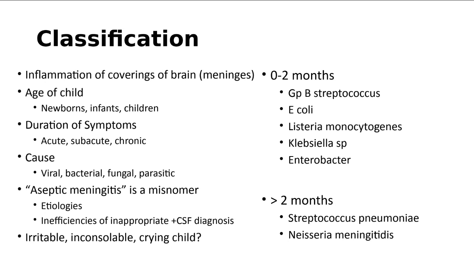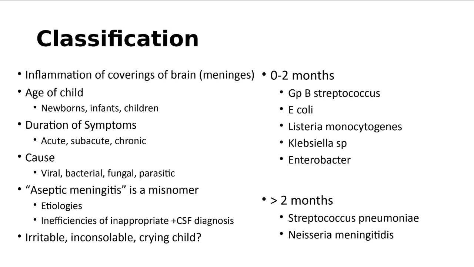It's also divided according to the duration of symptoms. Acute, is short-lived, subacute for a little bit longer, and then there's chronic meningitis. It's further divided according to the causes of the infectious agents that are causing the meningitis. So you have viral, bacterial, fungal, and parasitic for the main pathogens. And the big one really that you see all the time is aseptic meningitis.